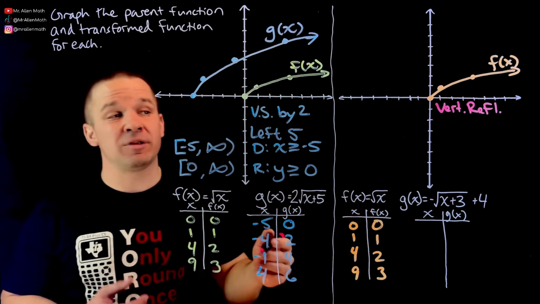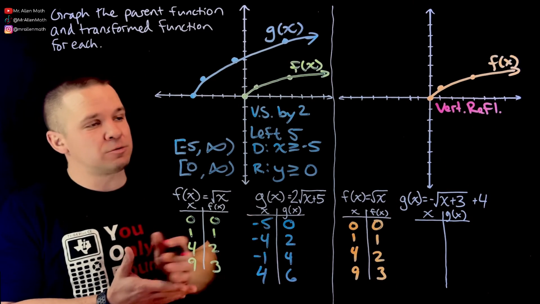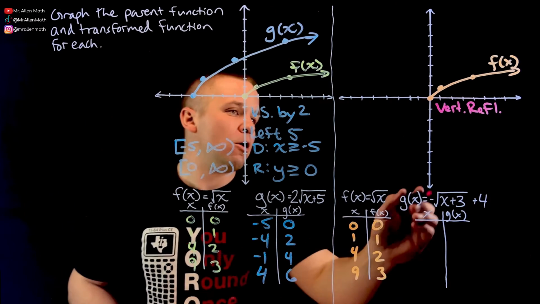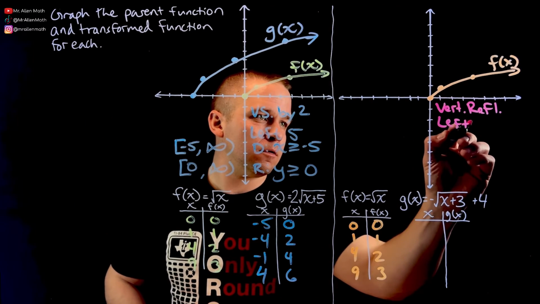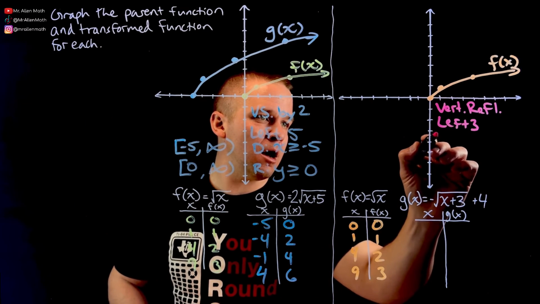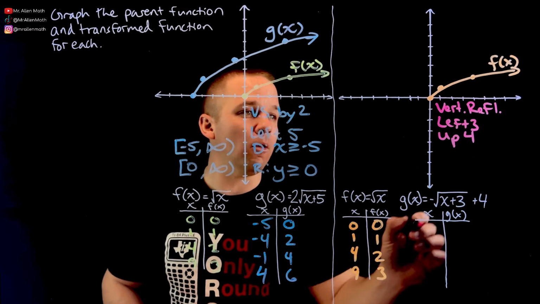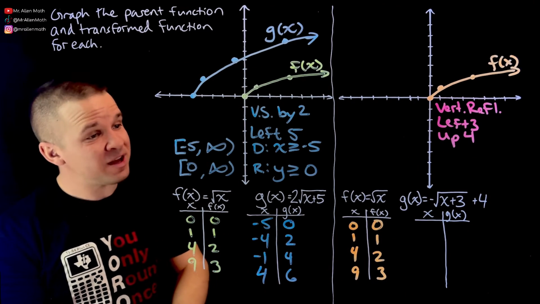You could also say reflects over the x-axis. That is synonymous with it. Both are accepted, I would say. We got left 3 and up 4. Oh boy, 3 things happening here.